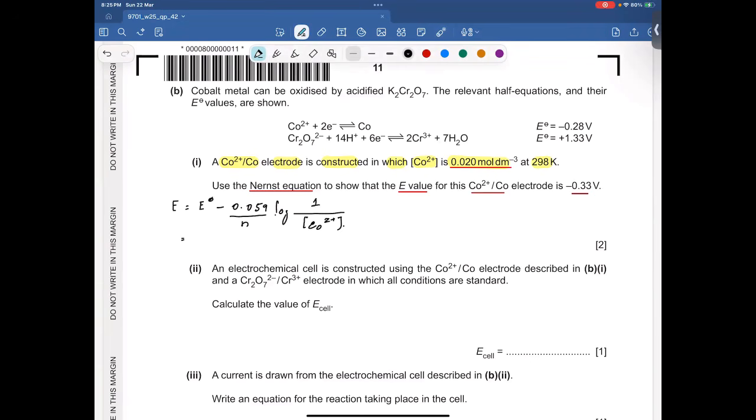Let me plug in the value. The E naught value is given, which is minus 0.28 minus 0.059 divided by n. n is the number of electrons, which is 2, log 1 upon the concentration of cobalt 2+ ion, which is given as 0.02. So the value of E from this calculation is going to be how much? Minus 0.33 volt.